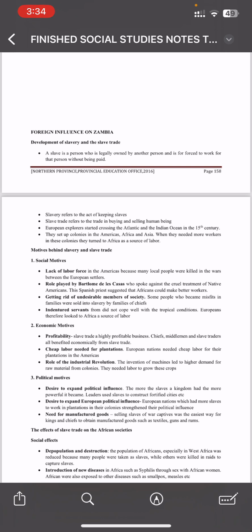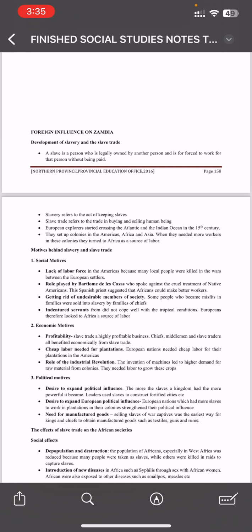When we talk about social motive, we're talking about lack of labor force in the Americas. You'll find that after the World War, so many people were killed during that war, so it left a very huge population gap. As a result, they turned to Africa to get slaves. Africa was going to provide the cheap labor because all in all, why are you going to pay employees when you can get someone to do the work for free from Africa?